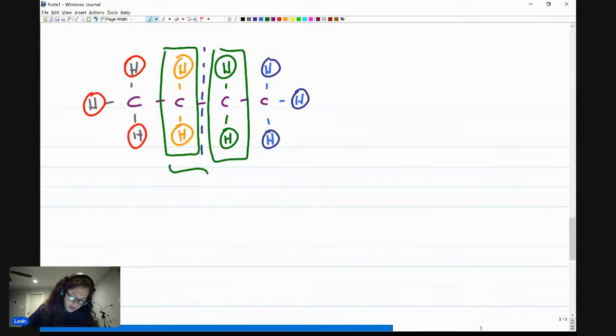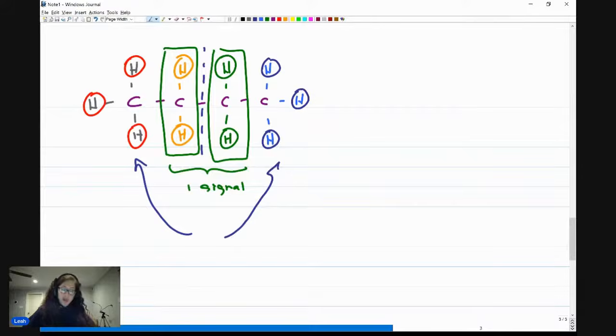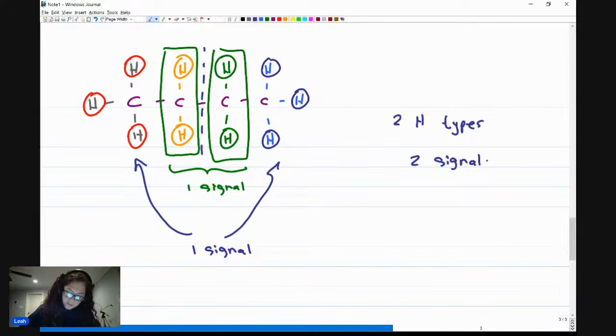So that means together, these two are going to give me just one signal between them. And the same thing for the CH3 and the CH3. Because of symmetry, the CH3 on the right is no different than the CH3 on the left, and that is going to give me one signal for a total of two hydrogen types here. And therefore, we have two signals.